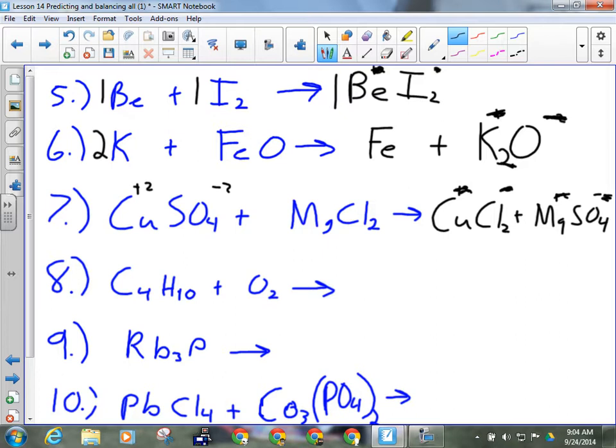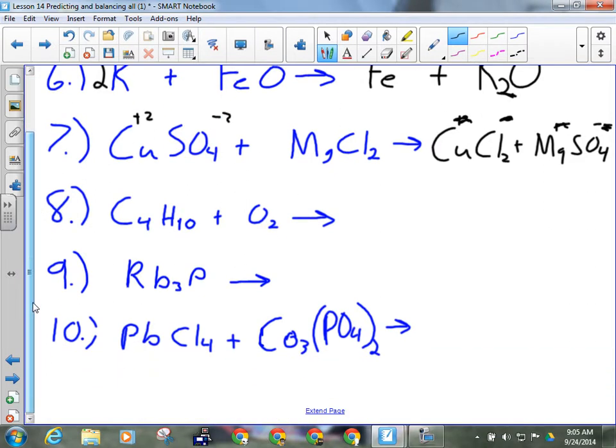Now I need to go back and balance. Done, because it's already balanced. Agreed? 2 chlorines on each side, 1 sulfate, 1 magnesium, 1 copper. All right, does that one make sense to everyone? Okay, double replacement are probably the easiest, really. Okay. Sadie. No, makes no difference which one of those compounds comes first. Yeah. All right, number 8.